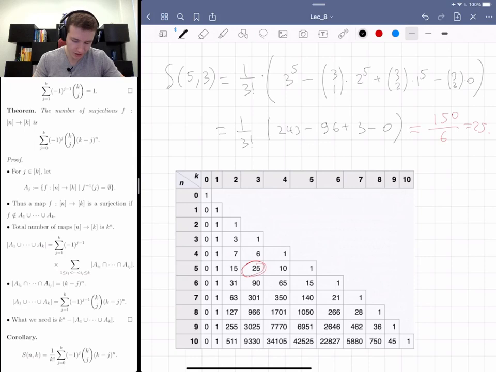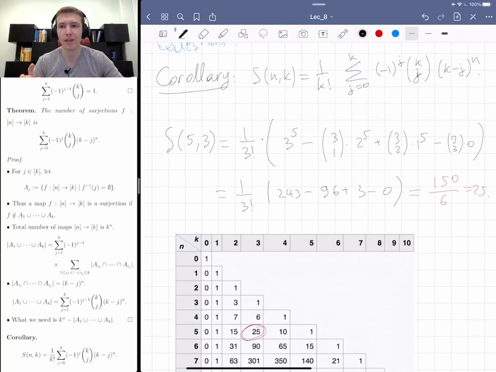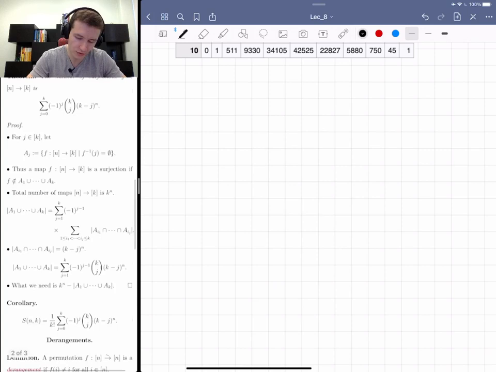Anyways, that's the Stirling numbers of the second kind. And you see that so far this is pretty advanced compared to all the other things we tried before. I also want to show you some other application of the inclusion-exclusion principle, which I think is pretty nice. I'm going to use it to count derangements.